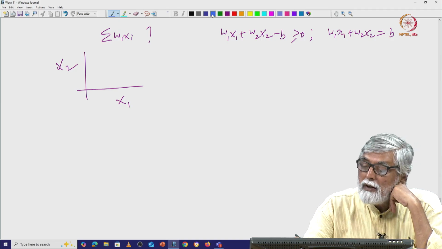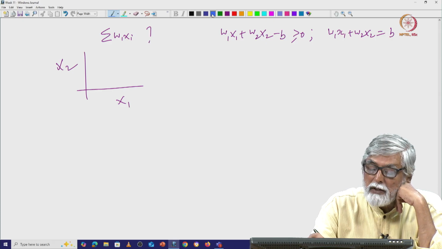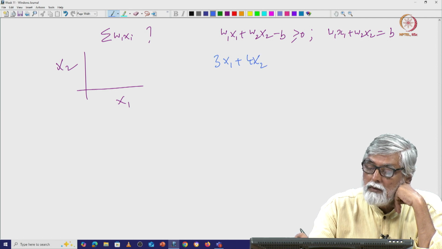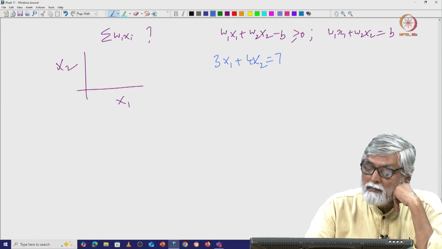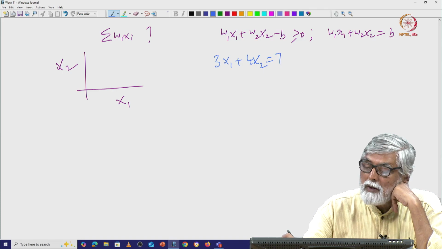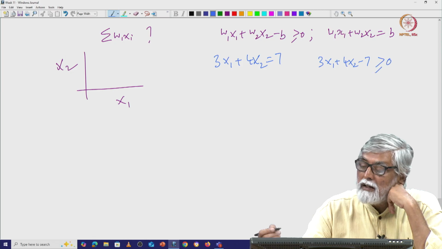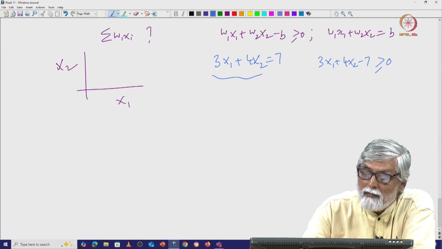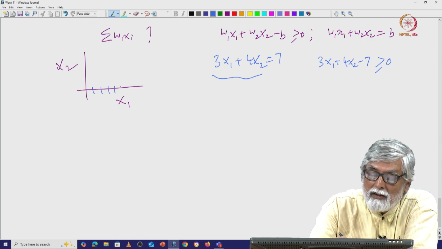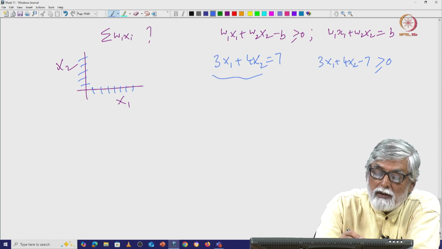We do not understand w1, w2 weights, but suppose we take a simple numerical example. What is 3x1 plus 4x2 equal to 7? This could have been written as 3x1 plus 4x2 minus 7 greater than or equal to 0. So, what is this? Simple, we will even graduate this so that it is easy for people to see.